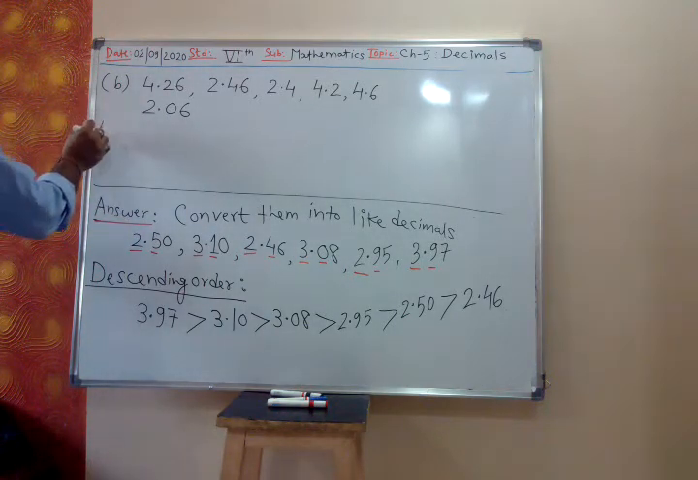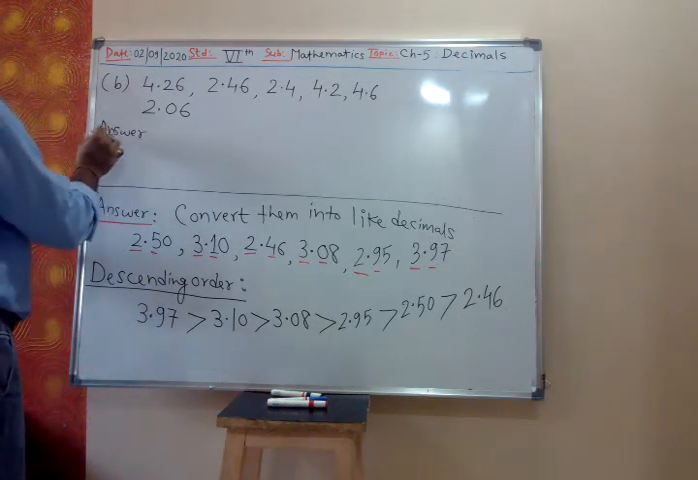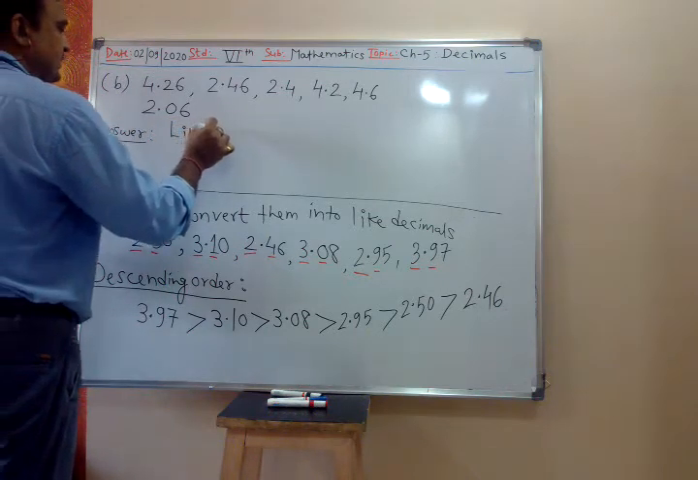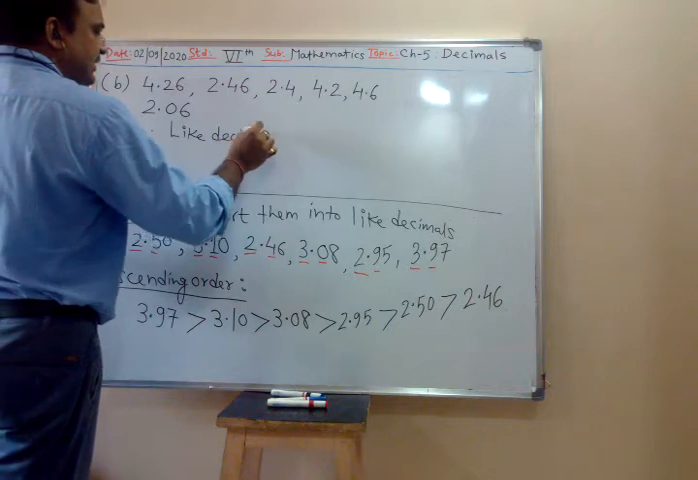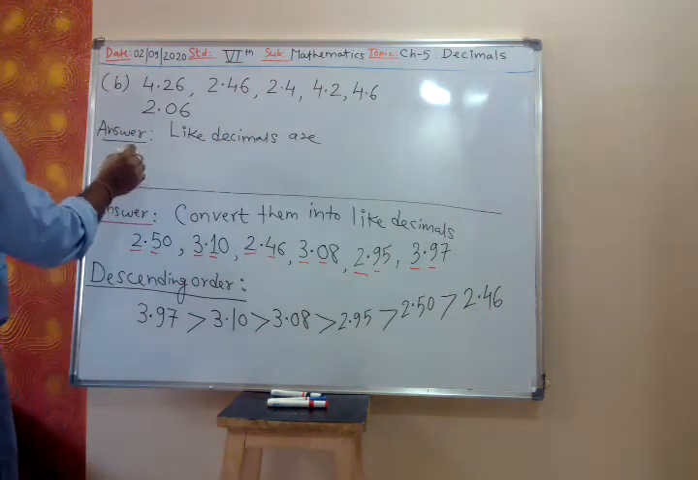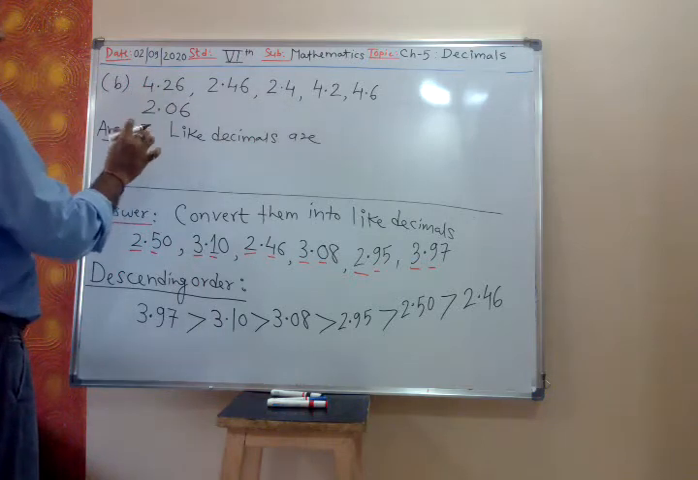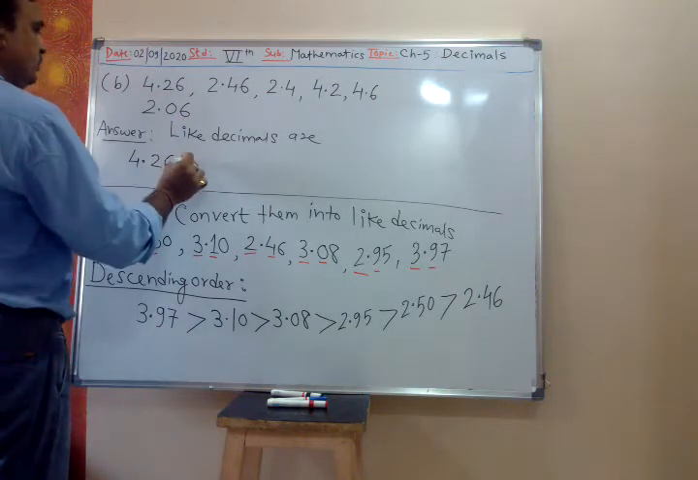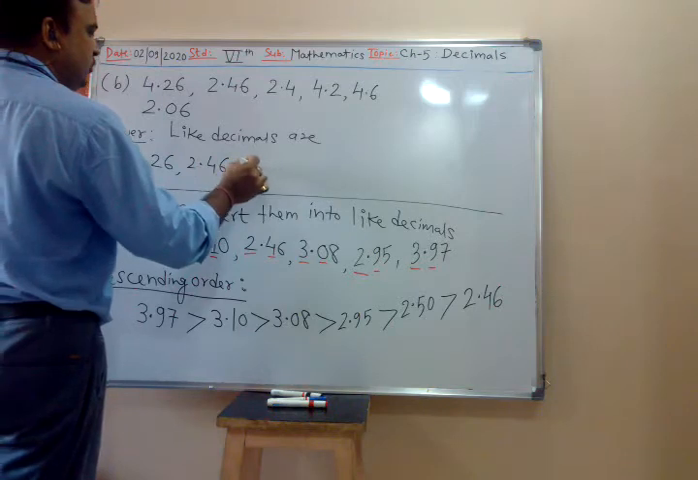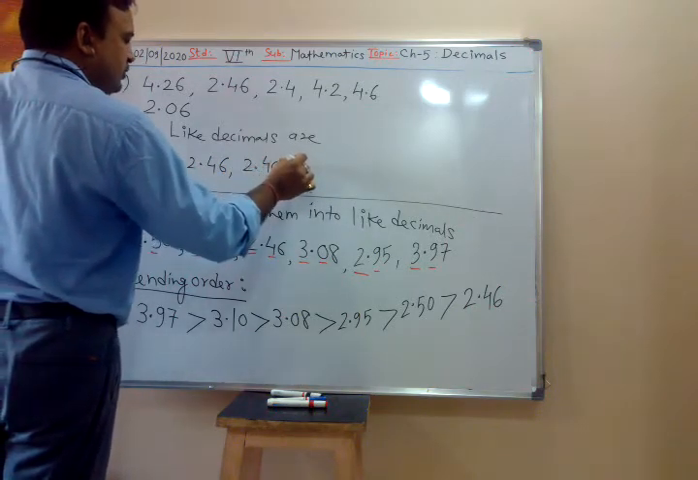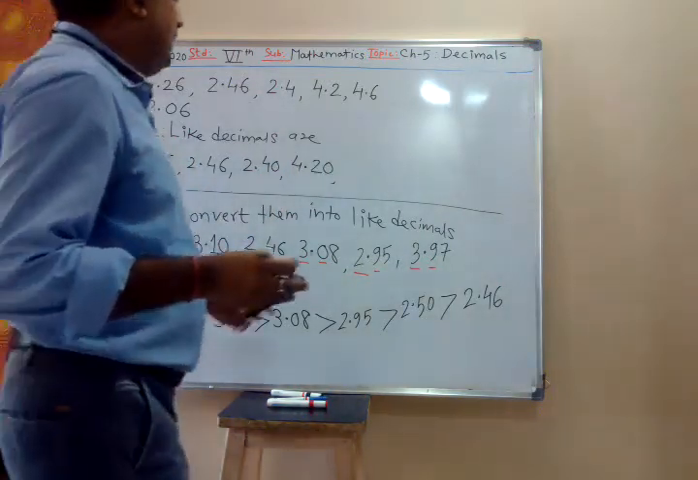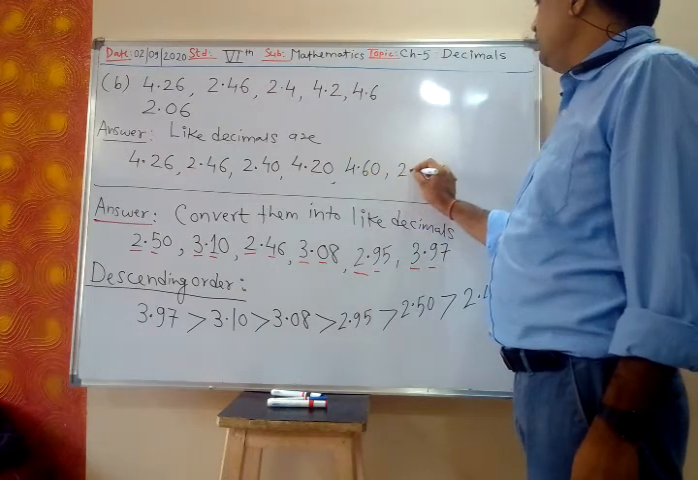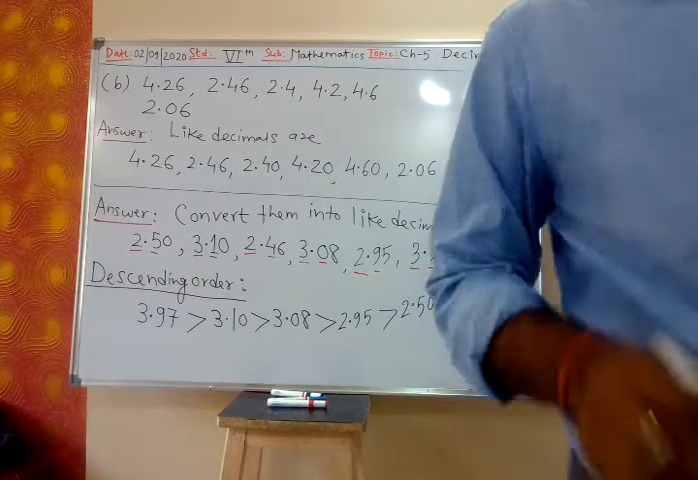So now we write the answer. Like terms are like decimals. Like decimals are, first you convert them into like decimals. After decimal, in 4.26 there are 2 digits, maximum 2 digits. So 2.46, then 2.40, then 4.20, then 4.60, then 2.06. We have converted them into like decimals.